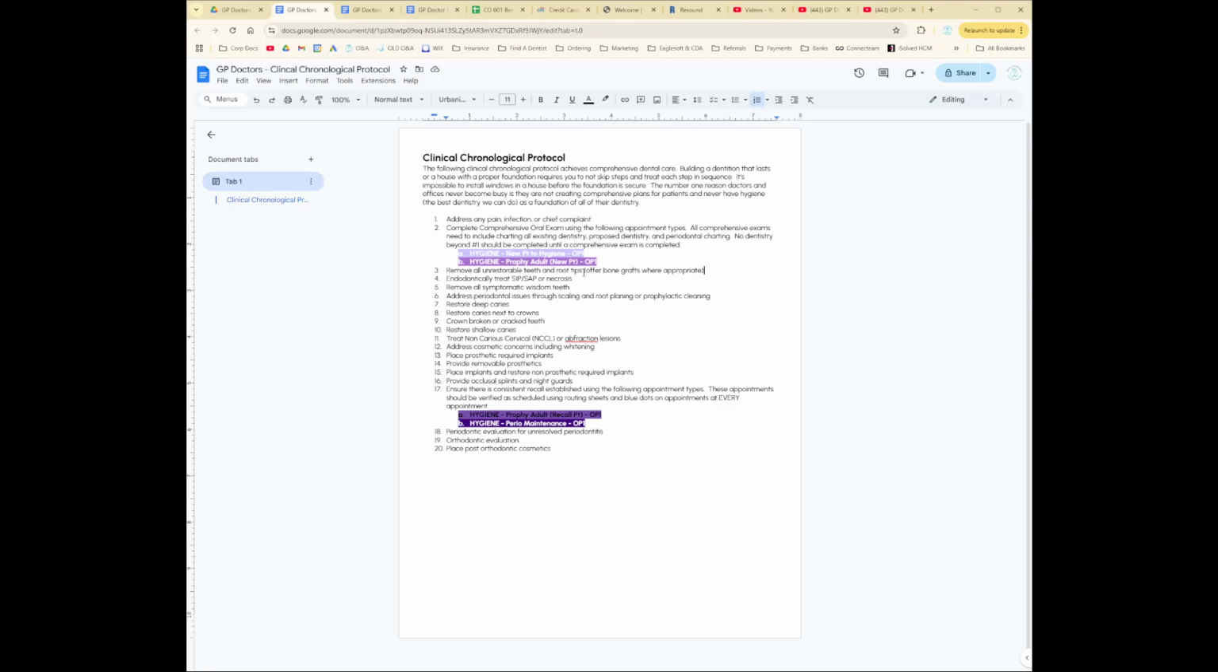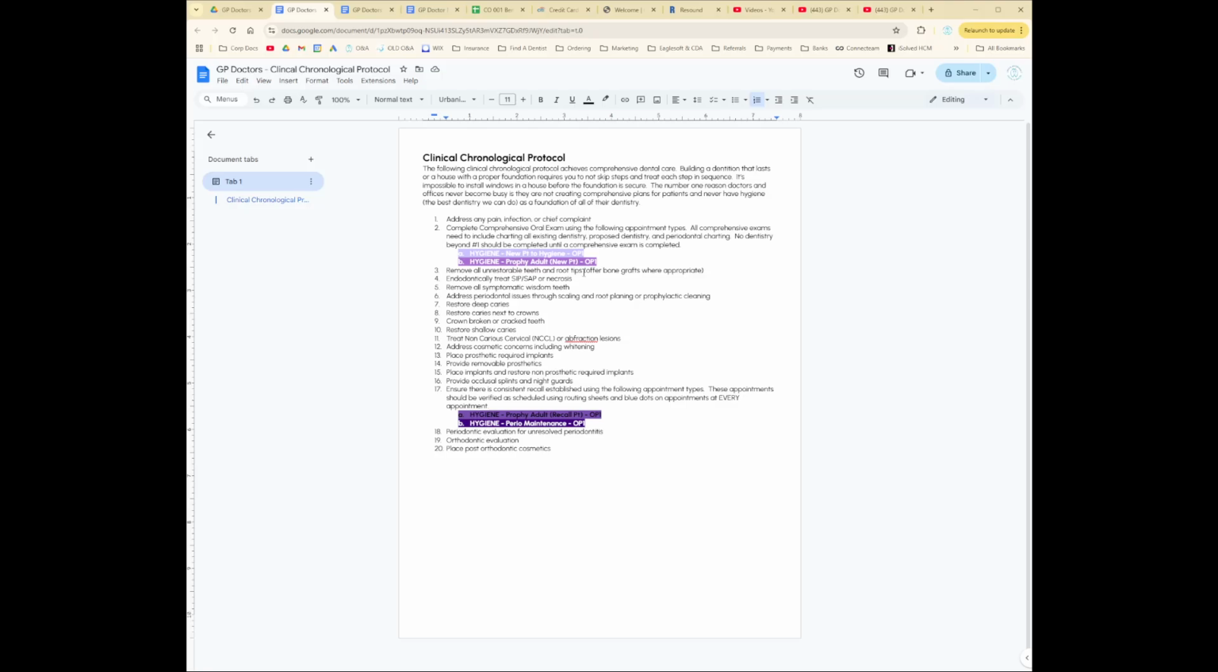Again, I've seen this being violated where a crown impression is being taken and the adjacent tooth or the interproximal contact has caries on it. So make sure you restore the caries next to the crowns. I usually just do it on the same appointment. I'm going to look at every single adjacent tooth at the same time, and then I'm going to crown broken or cracked teeth. Then we're going to restore shallow caries.